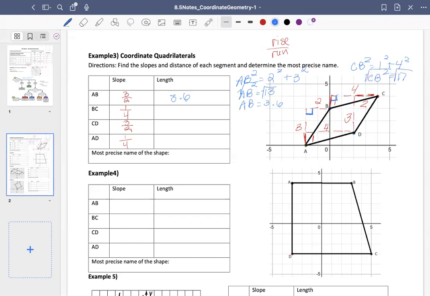And right now we're just solving for CB. So CB is going to be equal to the square root of 17. And let's go ahead and get that in decimal form and rounded. So that's 4.12, which rounds to 4.1.